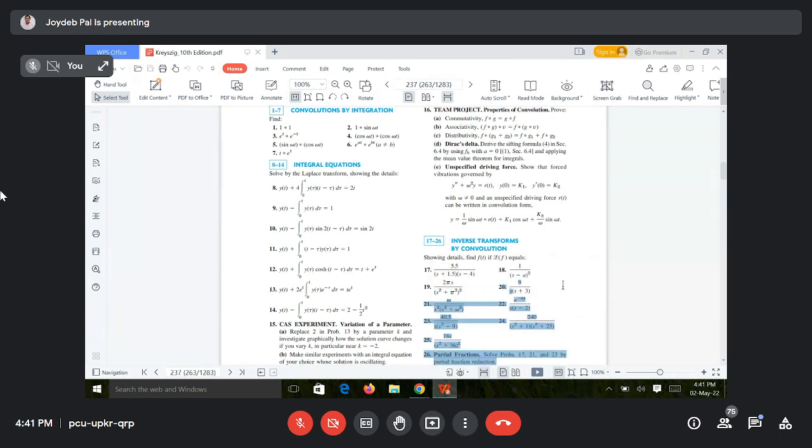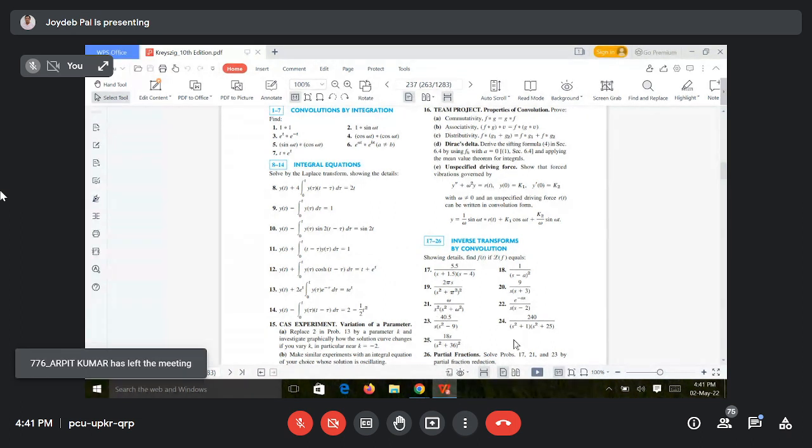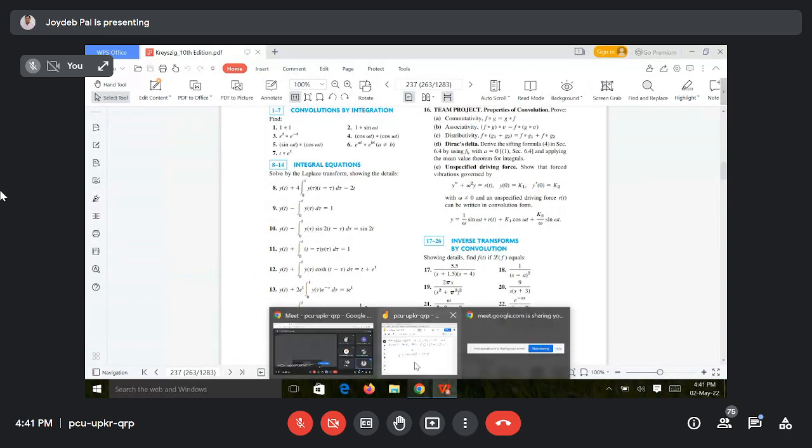Problem 20 you can solve by several methods. You can use partial fraction, you can use the F(s) by s form, or the denominator whole square form. 21 also you can solve by the F(s) by s square form. So if the denominator is in whole square form, it is better to apply the convolution theorem. Fine, so I am doing problem number 19 first for the idea of this convolution theorem.